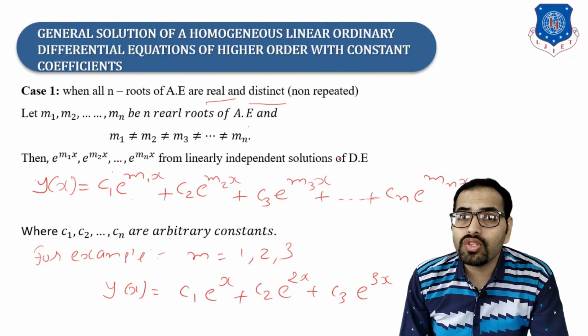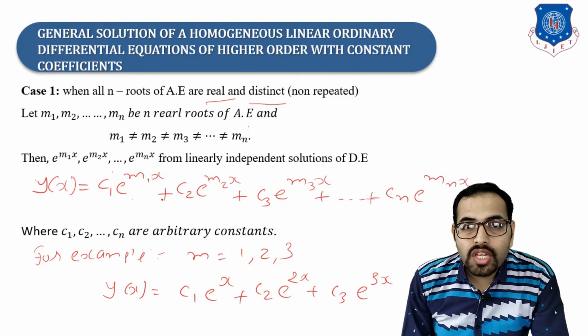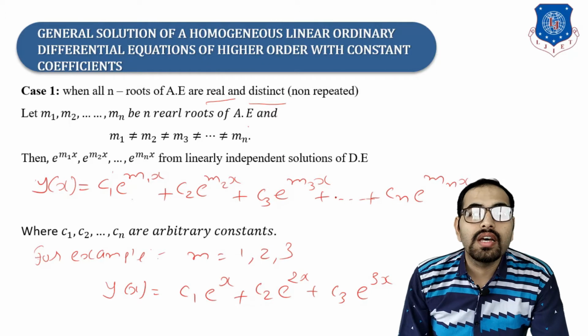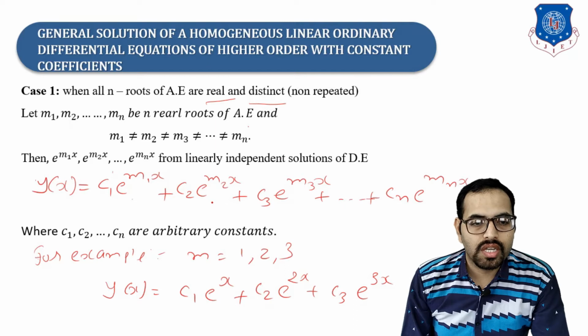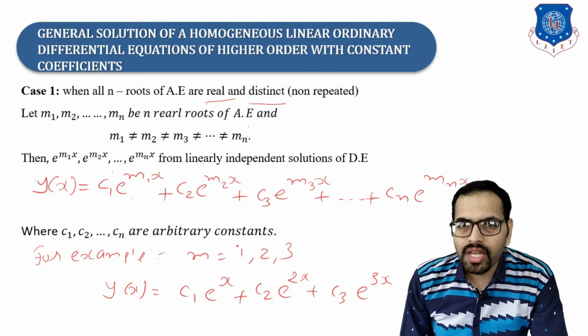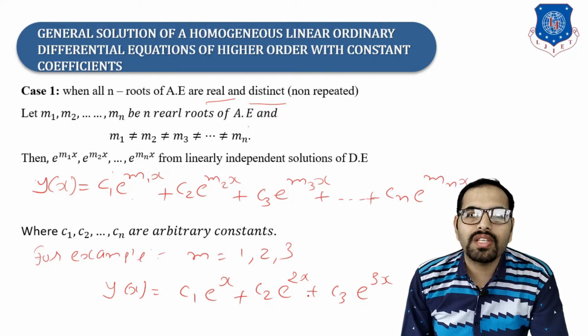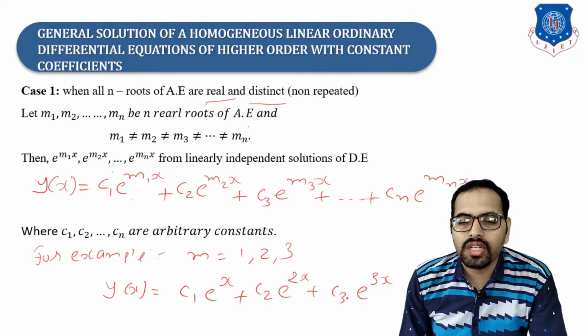Then our general solution, which is y of x equal to c1 e raised to m1x plus c2 e raised to m2x plus c3 e raised to m3x and so on plus cn e raised to mnx, where c1, c2, c3, c4 and so on are arbitrary constants. See one example, m equal to 1, 2, 3. Suppose our factors are 1, 2, 3, or minus 1, minus 2, minus 3, etc. Then our general solution becomes y of x equal to c1 e raised to x plus c2 e raised to 2x plus c3 e raised to 3x.